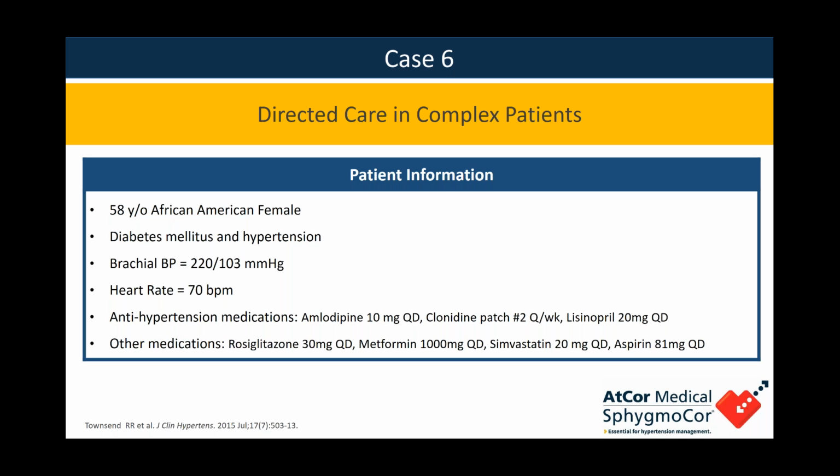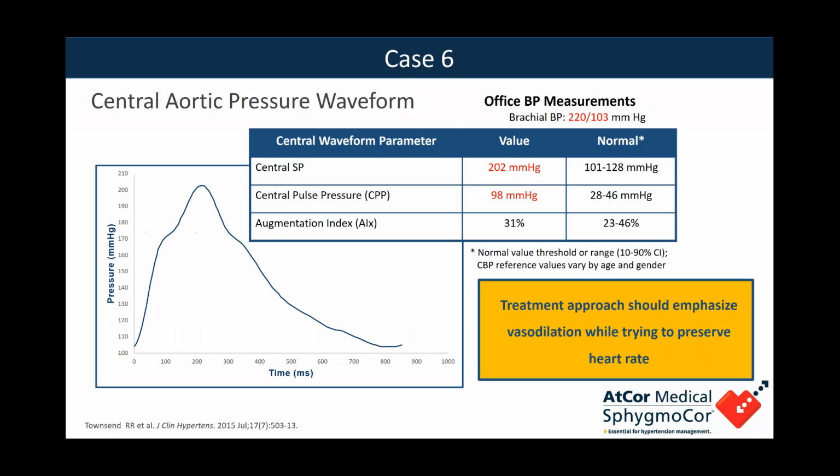What we see in her central pressure measurements is a central systolic blood pressure that is significantly elevated at 202. And if you look at the curve, you see a notch in the initial stroke and a marked augmentation of blood pressure. The central pulse pressure is significantly elevated at 98, and you can see that that is due to the significant augmentation pressure by reflected wave, and the augmentation index is 31%.